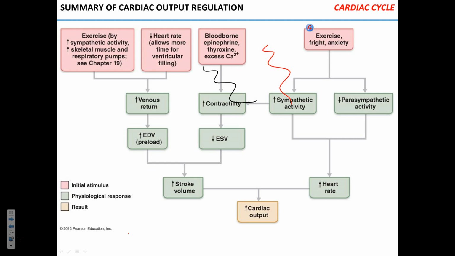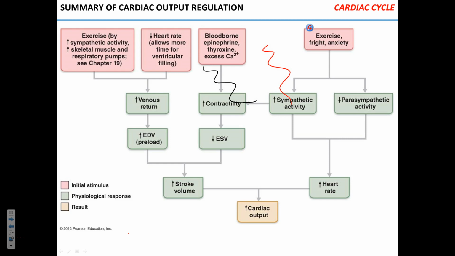Or if we stimulate the heart with epinephrine, how does it affect heart rate? How does it affect contractility? What's going to be the result for cardiac output? What's going to happen to end-diastolic volume and systolic volume? Does that make sense? So there are a lot of questions like that on this quiz. But it's just practice it, okay?